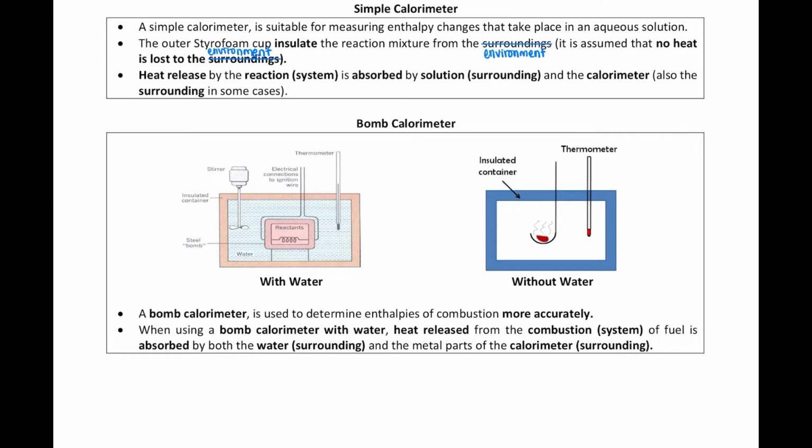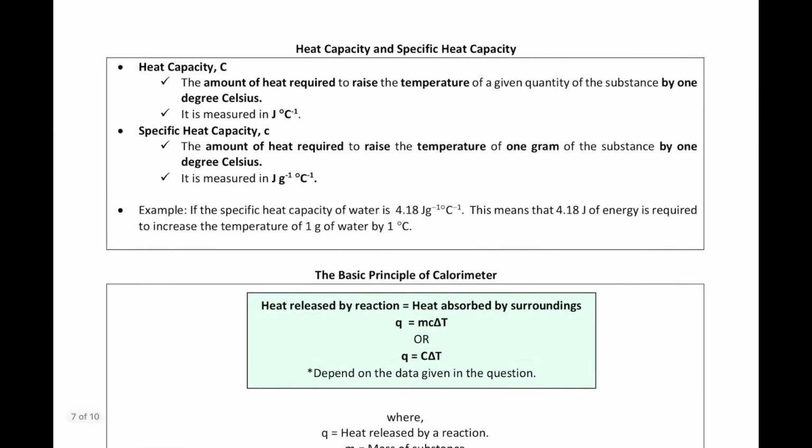Okay, so that's why di sini dia tulis when bomb calorimeter with water, heat released by the combustion, which is the system, is absorbed by both water and metal part of the calorimeter. Tapi kalau without water, calorimeter sahaja yang akan absorb heat release daripada reaction tu. Okay, alright, and then next, before kita start kita punya calculation, kita kena tahu juga heat capacity and specific heat capacity.